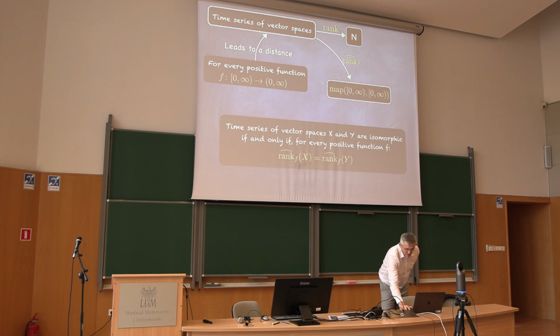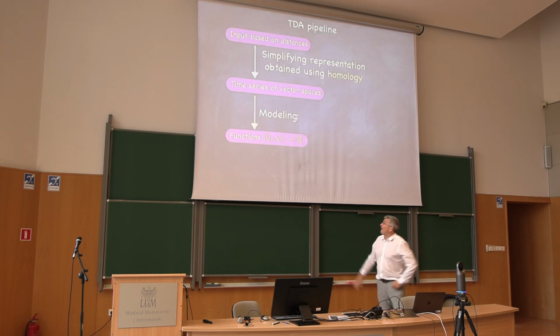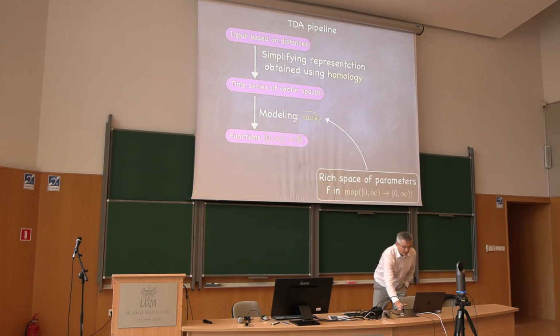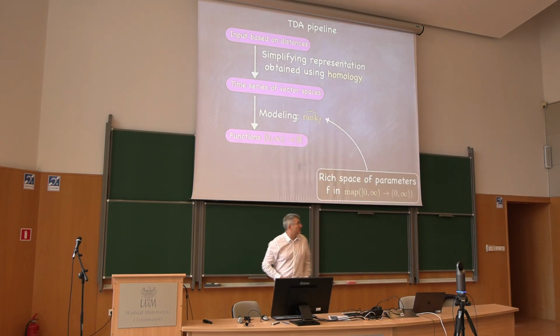Now I can't remember the next slide. All right. So modeling is done by stabilizing the rank, and the key point is that we have a rich space of parameters.